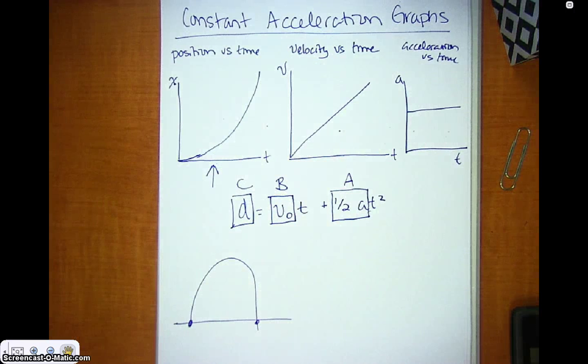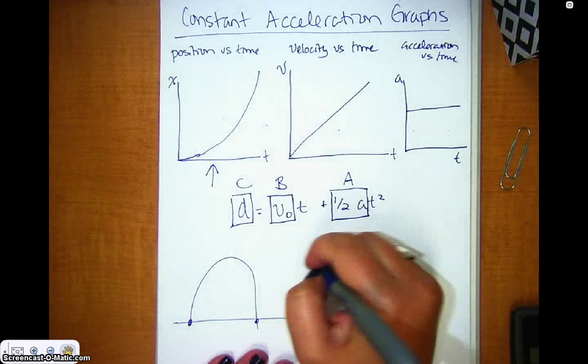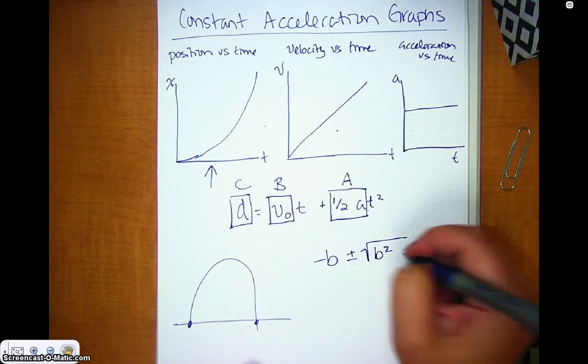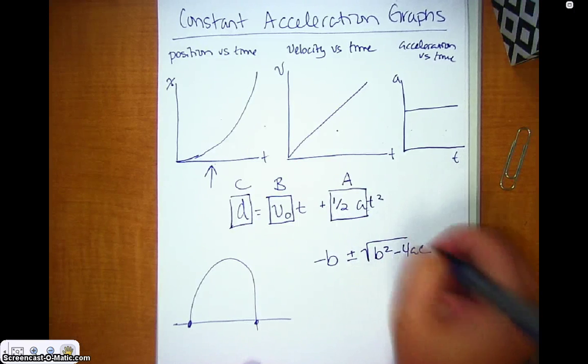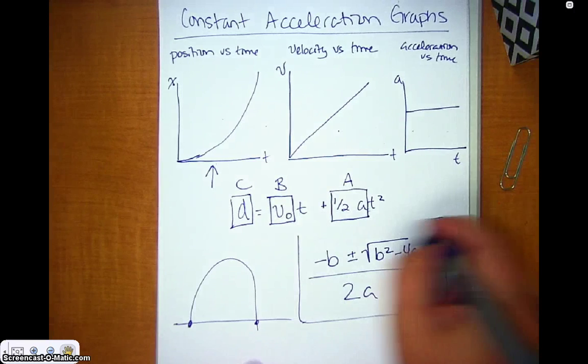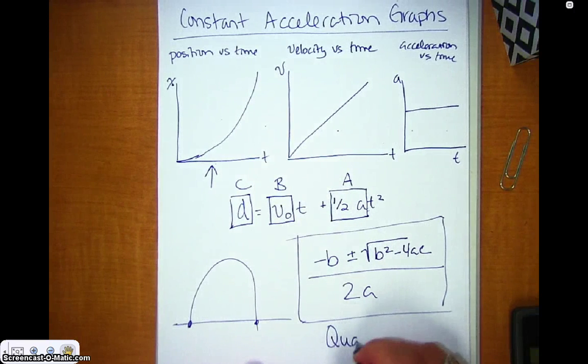Now, since I'm talking about the quadratic, it may have been a while since you have used the quadratic formula, so I'll just mention it here in case you've forgotten it. It is the opposite of b, plus or minus the square root of b squared minus 4ac, all over 2a. Right. So this is the quadratic formula.